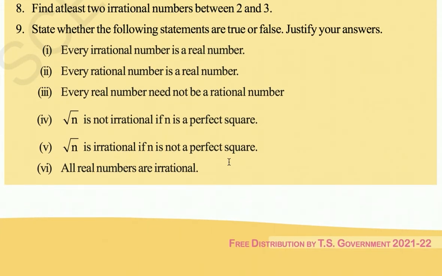State whether the following statements are true or false, justify your answer. Every irrational number is a real number, right? Every rational number is a real number, that is also right. These two are subsets of real numbers. Every real number need not be a rational number. You're right, that can be irrational also, that is also correct. Root n is not irrational if n is a perfect square. Right, this is correct. Root n is irrational if n is not a perfect square, that is also correct. All real numbers are irrational, this is only false.